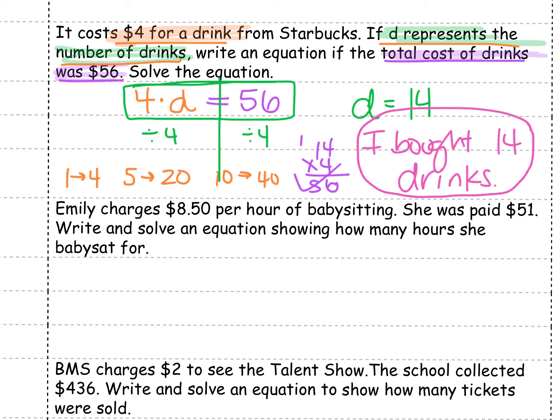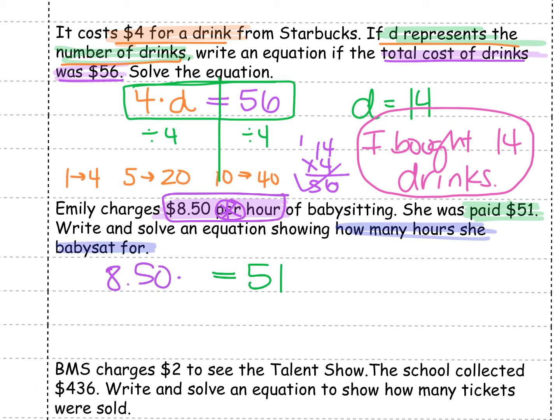The next question says, Emily charges $8.50 per hour of babysitting. She was paid $51. Write and solve an equation showing how many hours she babysat for. So when I'm thinking about this, once again, I like to start with what I'm going to equal. I was paid a total of that $51. Now, I was paid $8.50 per hour. Per implies multiplying. So it's $8.50 times each hour I worked. And right there, I have my equation.